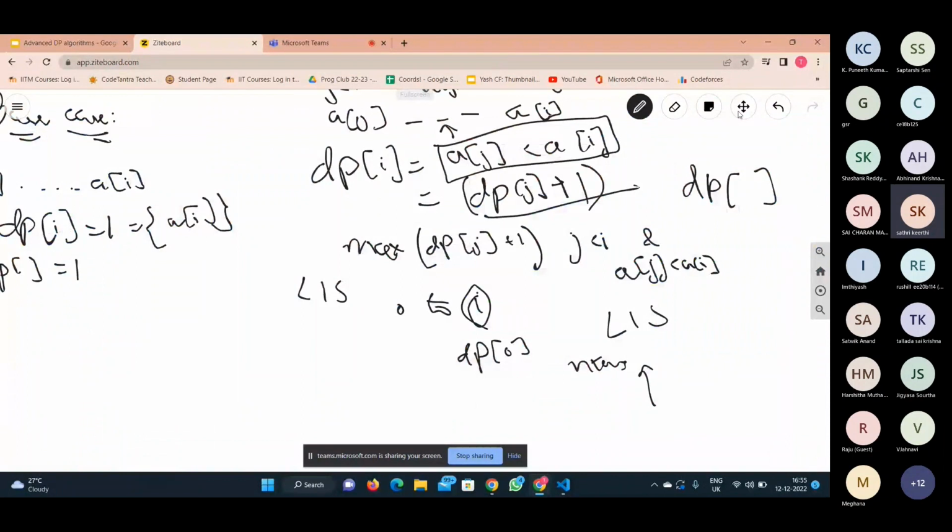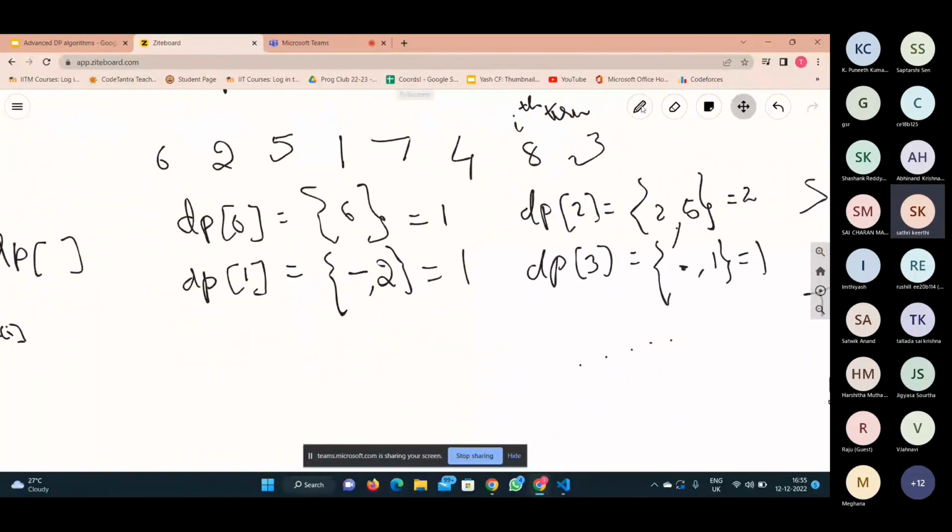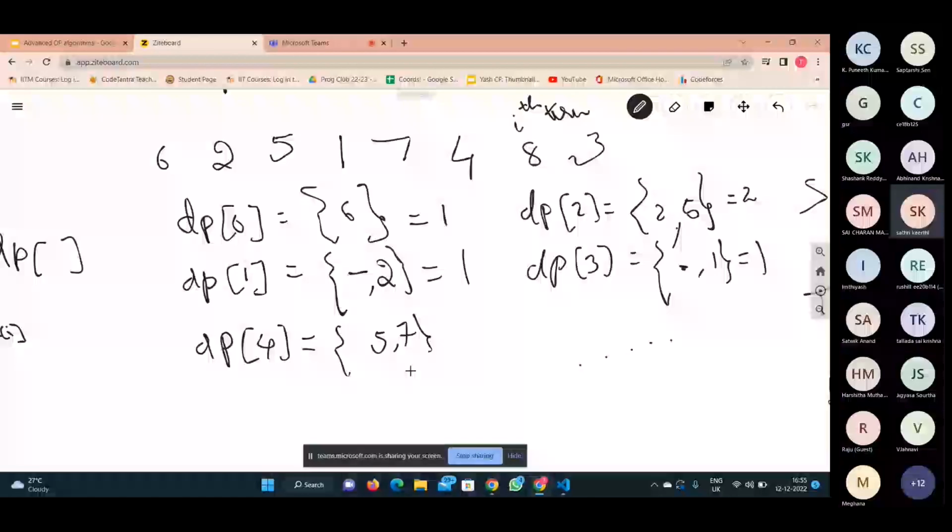As you can see, we can clearly have an optimization here. In this example, when I'm calculating dp of 4, let's say, we have 7 for sure. And when I consider 5 less than 7, I consider this subset here. Also, I consider 2, 5, 7. Also 2, 7. Also 2, 5, 7.